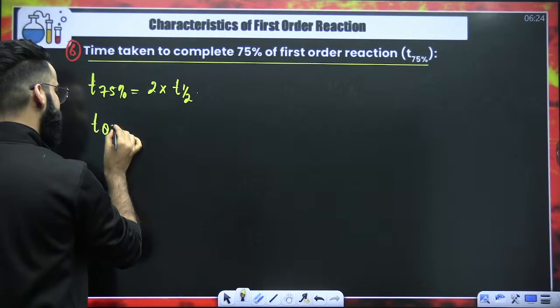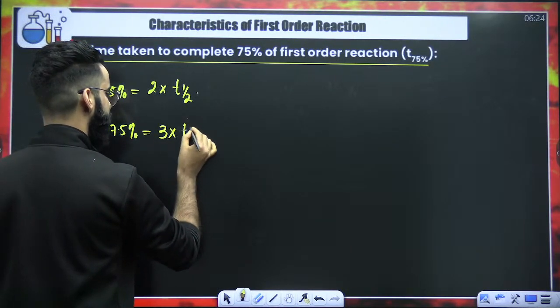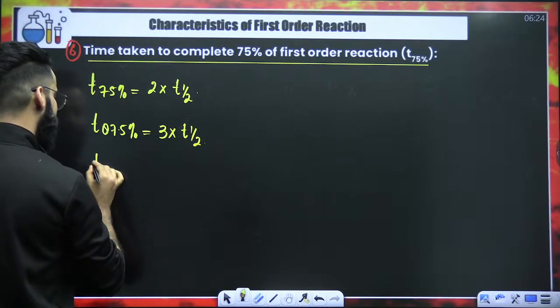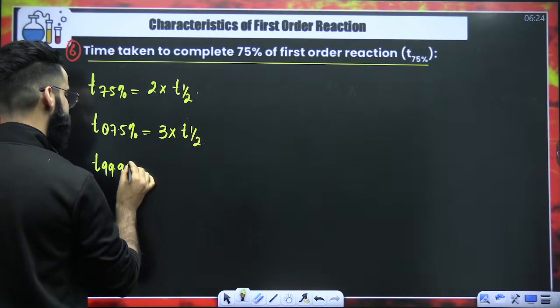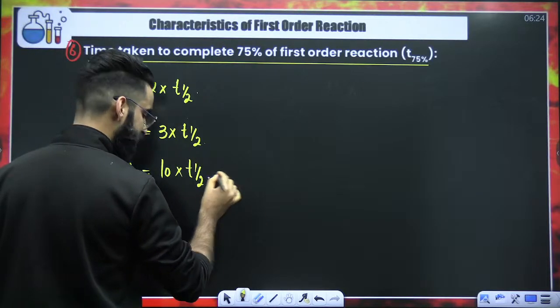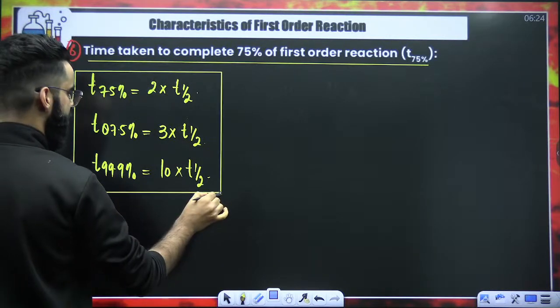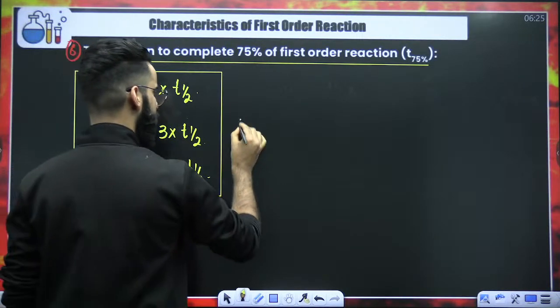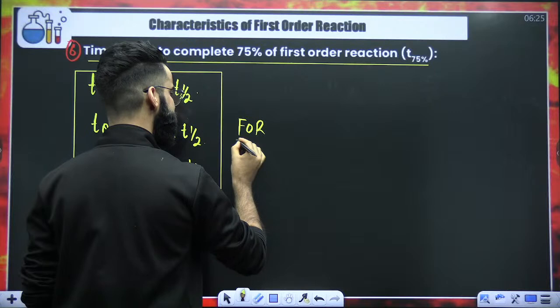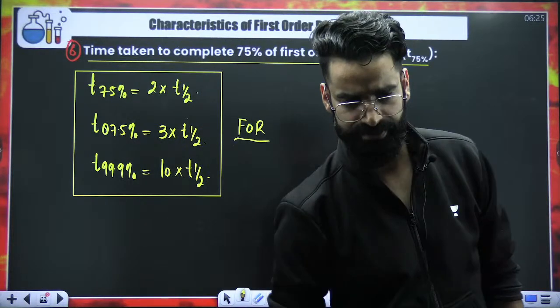Time taken to complete 87.5% of the first order reaction is 3 times the half-life. And time taken to complete 99.9% of the first order reaction is 10 times the half-life. All these 3 expressions are valid only for the first order reaction. With the help of these results, you can solve the questions in lesser time, right?